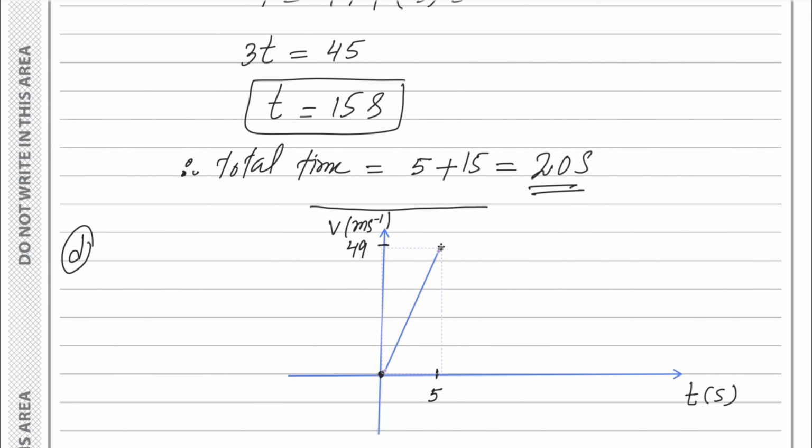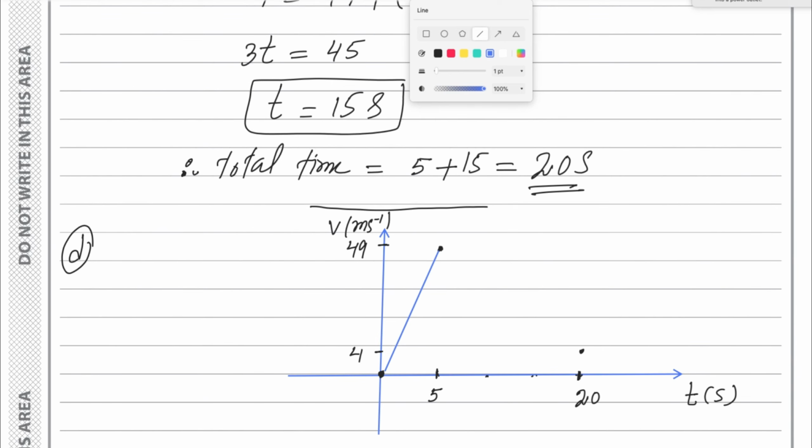Now from B to C it is taking 15 seconds. Further 15 seconds you can consider here. This is 10, 15 and 20. From 5 to 20 means 15 seconds. So this will be 20. And after 20 seconds, we know that the speed was reduced. There was deceleration and the speed was 4. So 4 will be somewhere here. Join these two points. This is the speed-time graph for the last part of this question.